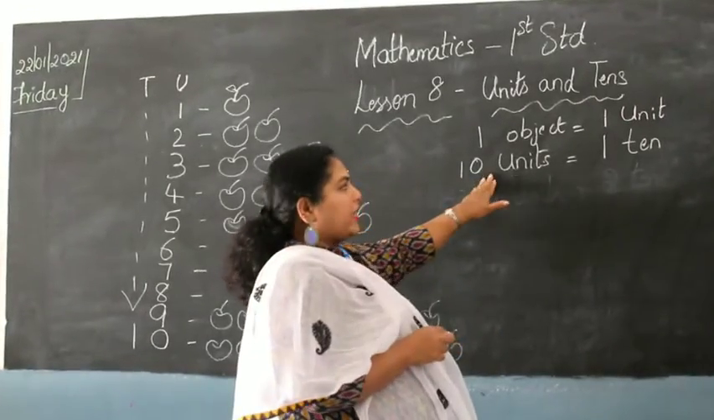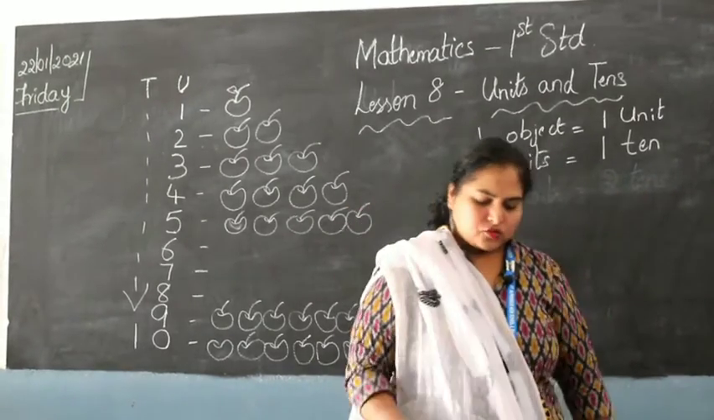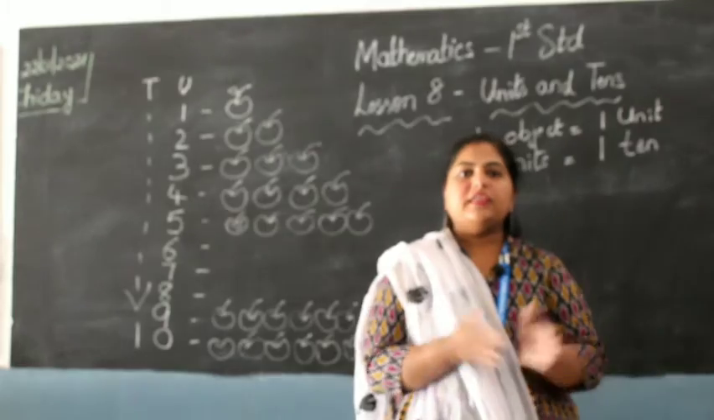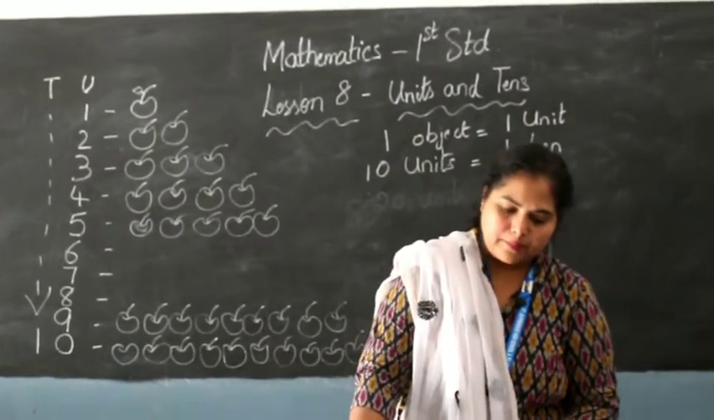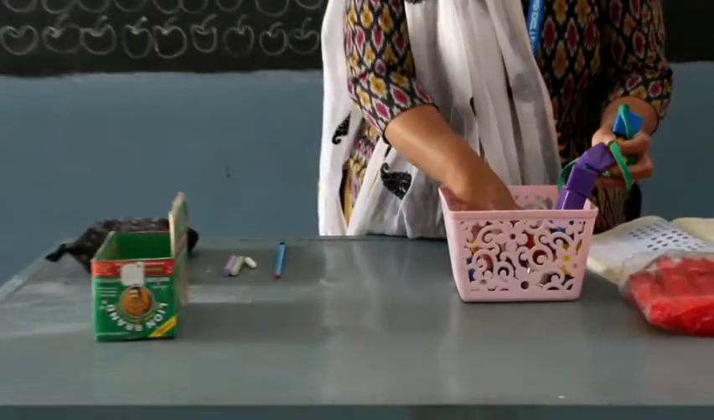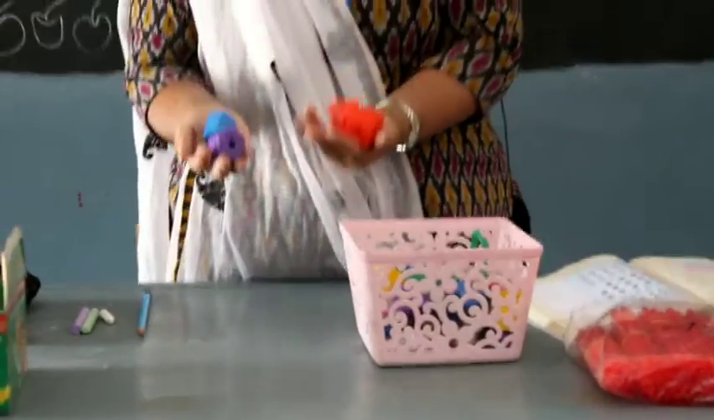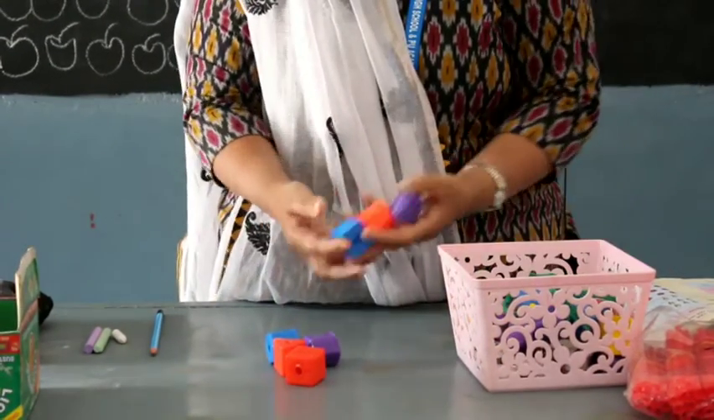Now you write down 10 units is equal to 1 ten. So to get 1 ten, we need 10 of the same item. Okay, so for example, I have some things over here. Now I have some beads. You all can see the beads here, children. I have some big beads.